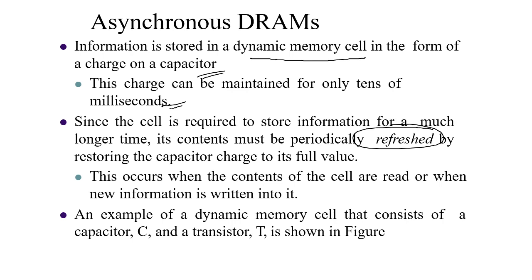If the charge drops below a particular threshold, the charge cannot be refreshed back. In order to avoid that, there should be a continuous or periodic refresh, restoring the capacitor charge to its full value. This occurs when the contents of the cell are read or when new information is written into it. We will discuss a dynamic RAM cell in the next slide with a proper diagram.